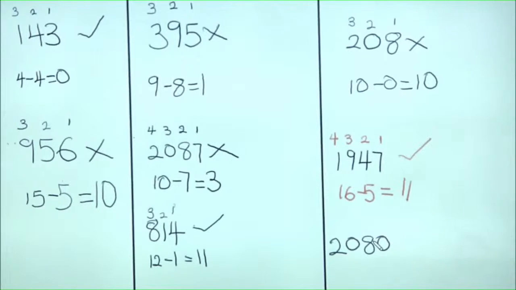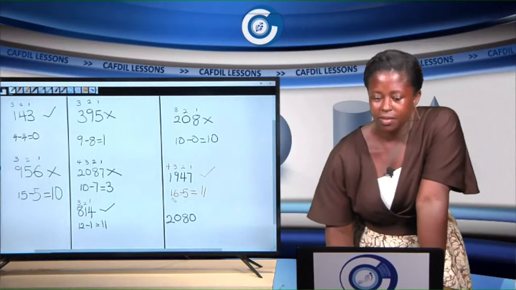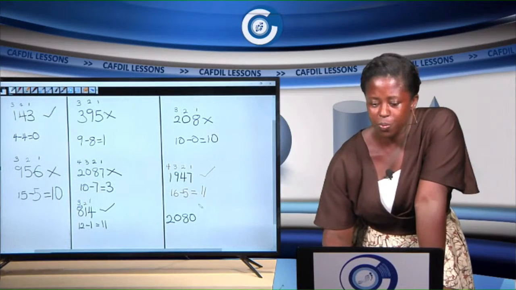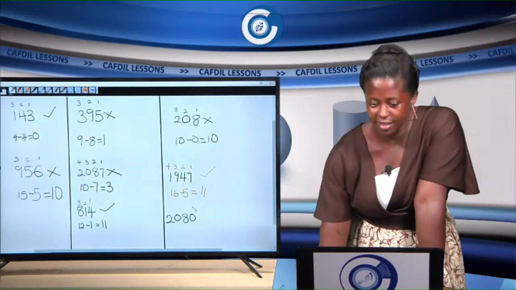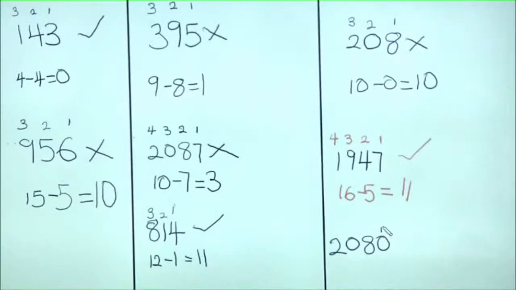Alright, your time is up. Let's do it together. First of all, we have to position the digits. We have this to be first, second, third, and then fourth. Let's add the digits at the odd places. We have 2 and then 8. When we add 2 to 8, we will get 10.